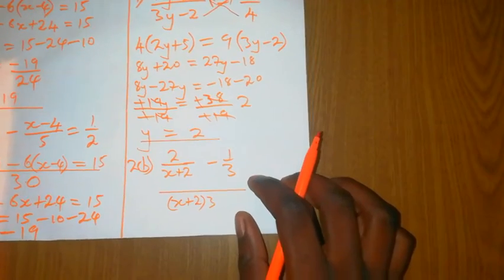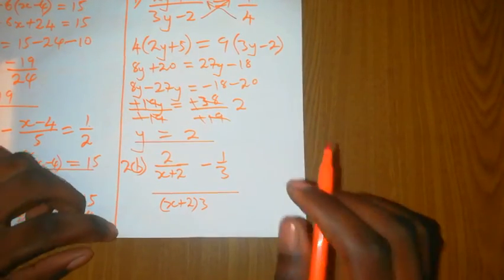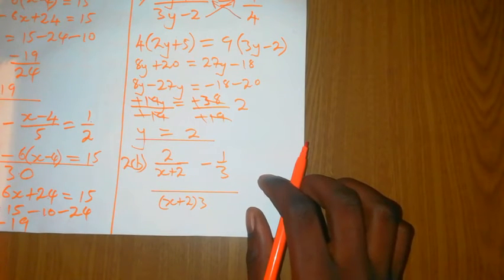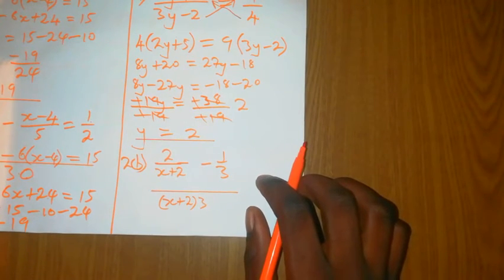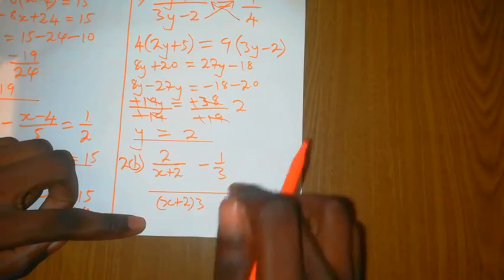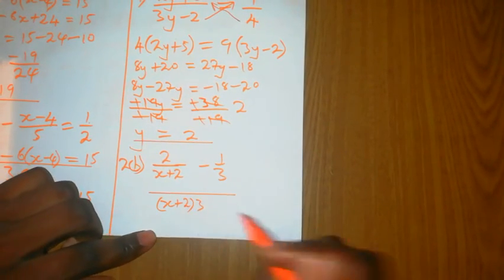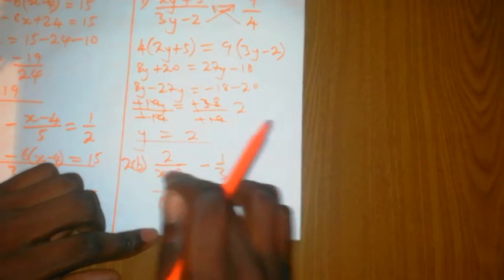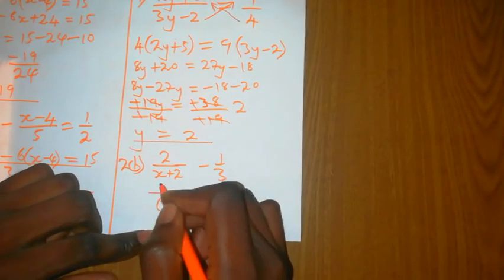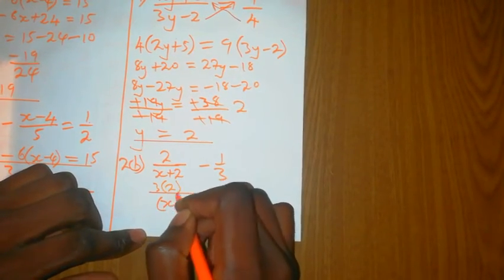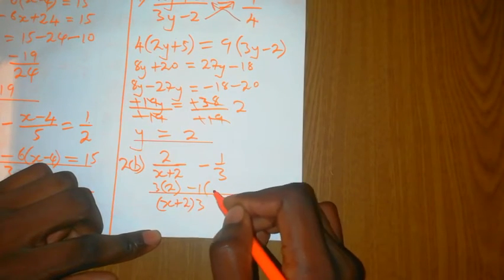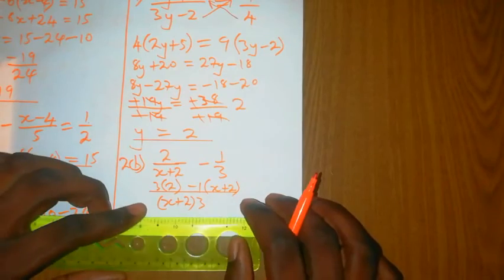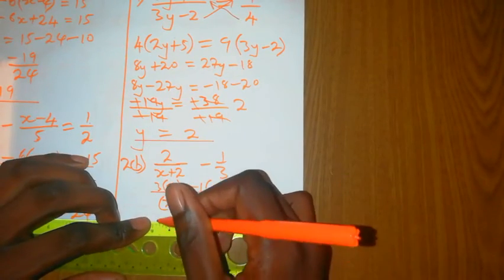As I said, maths is the accumulation of topics. So if you didn't understand how you do algebraic fractions, then it will become difficult for you to solve such an equation. So in this case, this is our common denominator. Then I divide this into this. I'm going to obtain my 3 times 2, 3 times 2 minus 1 bracket x plus 2. I'm going on to my final answer here.